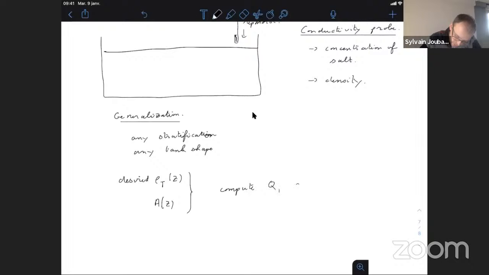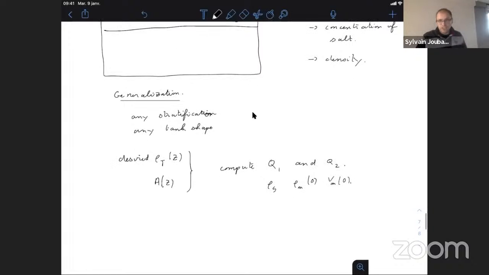The two flow rates. You can also compute the densities Q1, Q2, rho S, rho M naught, V M naught. So you have many solutions to this problem. You just have some limitations. First, all these quantities need to be positive. So that's the first limitation.